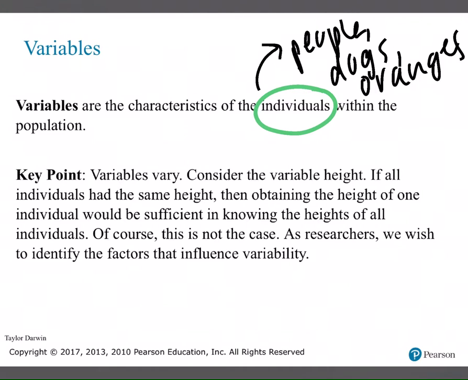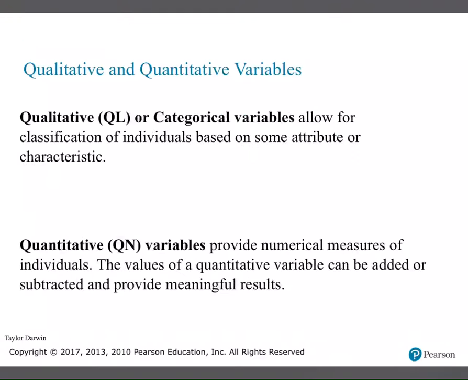And variables vary. Consider the variable height. If variables had the same height, noting the height of one individual would be sufficient in knowing the heights of all. But that's not the case. We know that people are different heights. And so the point is, what makes the variables change? And so we're going to talk about different variables and kind of go from there.